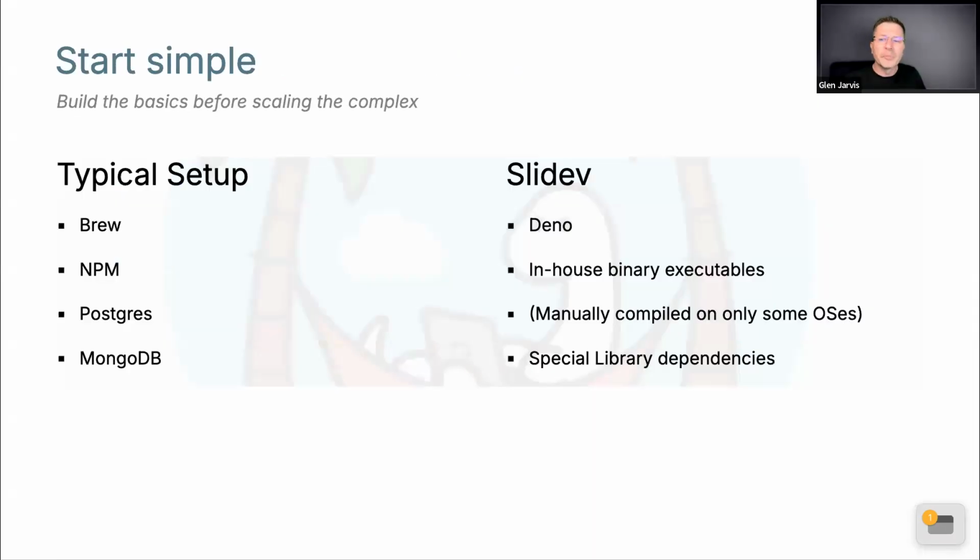But let's start with a simple example. Maybe we just have to install Brew, NPM, Postgres, and MongoDB, which could be installed fairly quickly. But what if we have to install Deno or in-house binary executables that are only compiled on certain operating systems or have special library dependencies? Well, depending upon the experience level of the engineer, this actually might take some time.